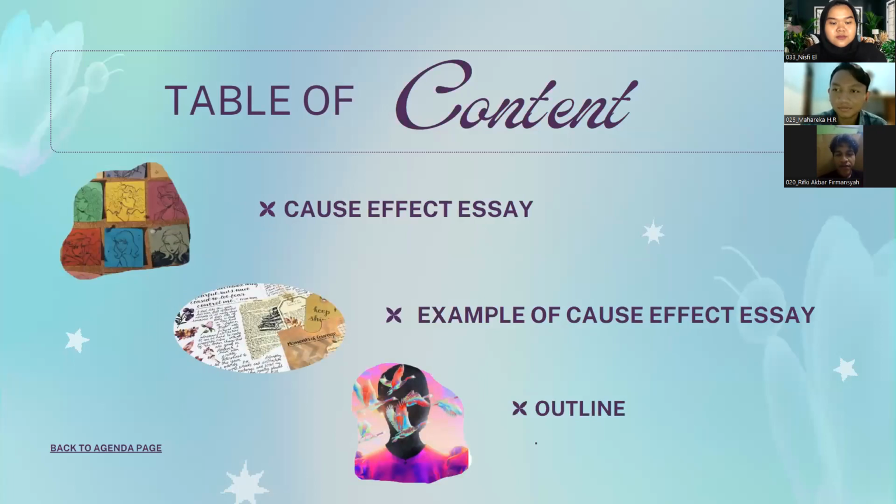Okay, the table of contents. The first is the presentation about the cause and effect essay. The second is the example of a cause and effect essay. And the third is about the outline.